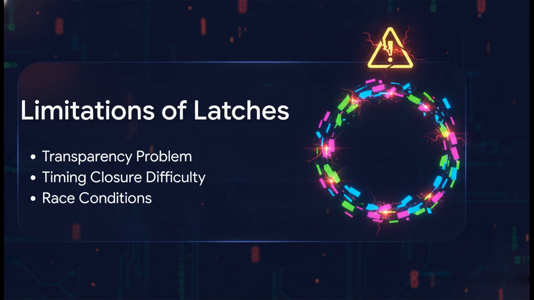So because of this transparency, data can actually circle around multiple times within just a single clock phase. We call this a race condition, and it creates completely chaotic, unpredictable circuit behavior.